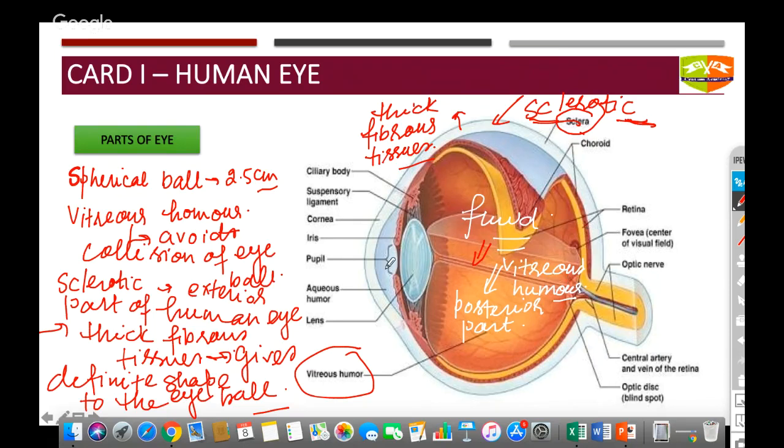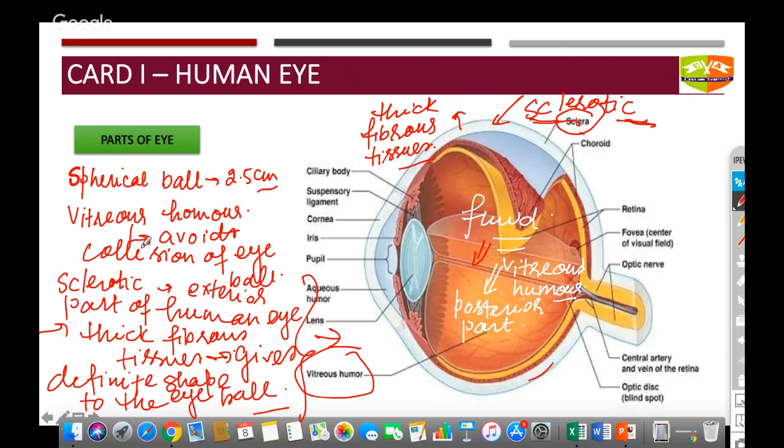Where is it located? This is the exterior part of the eyeball, and this exterior part is made of thick fibrous tissues. If you write this much about sclerotic, that would be a good enough answer. Now I also know that the exterior part of any object also protects the interior part. So sclerotic also protects the interior part of the human eyeball. The basic function of sclerotic is to protect the interior part of the human eyeball, and to give this eyeball a definite shape.